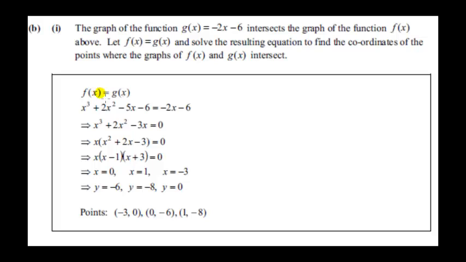So we put f of x equal to g of x, and we solve the resulting equation to find those values of x. Now, if we do that, you can see that we get a cubic equation with no constant term. The constant term here is 0, and that means we can easily solve this cubic equation, because we can factorize x out of the left hand side.